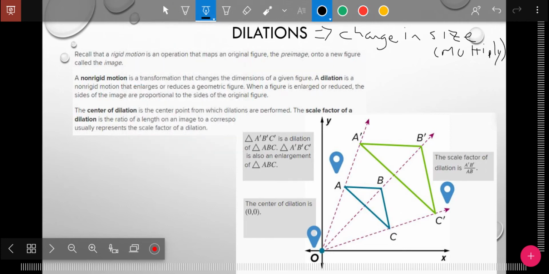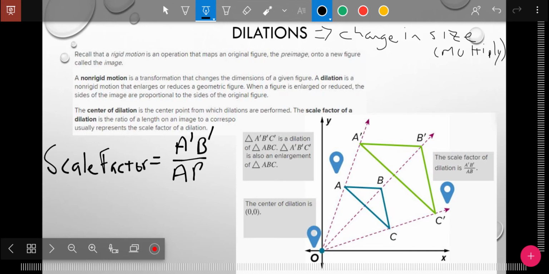Now, the important note on this slide is scale factor. And scale factor is the amount it's going to increase or decrease by. And we're going to put that scale factor is A image, B image over AB. We got that from right here.